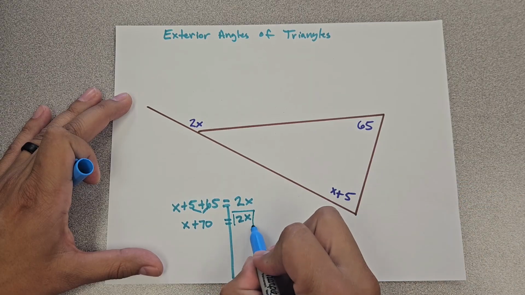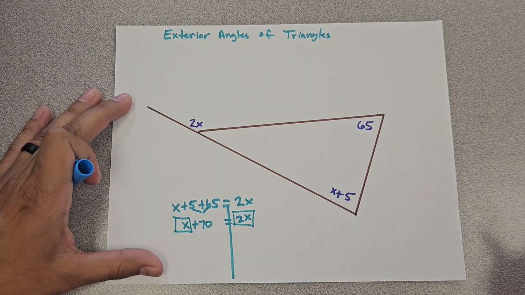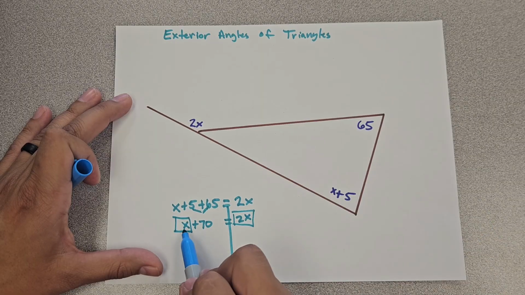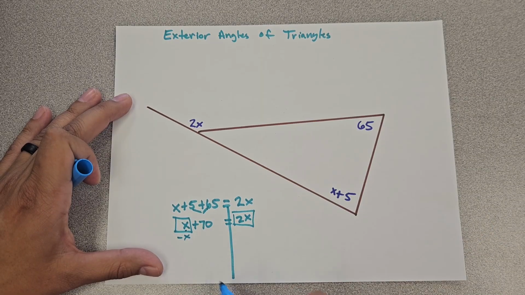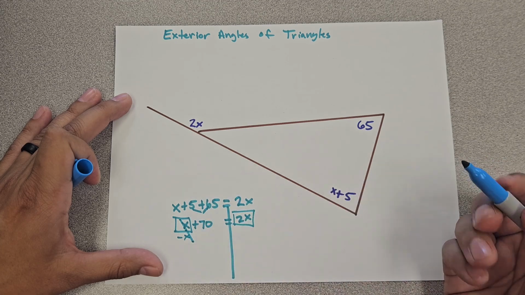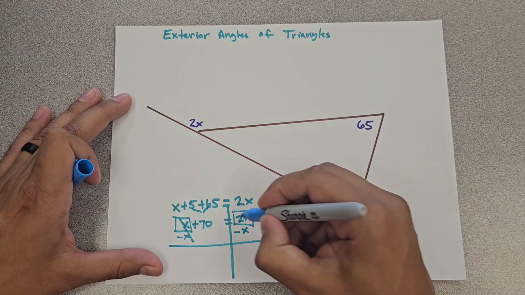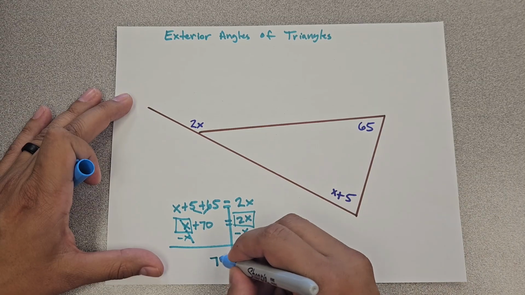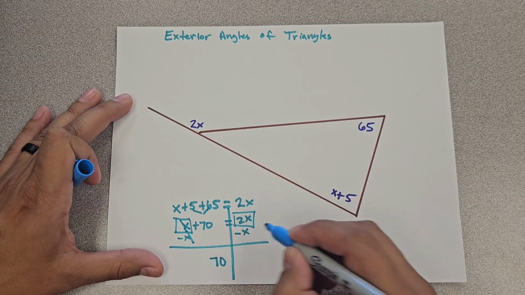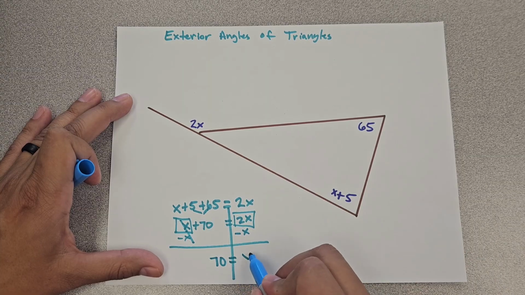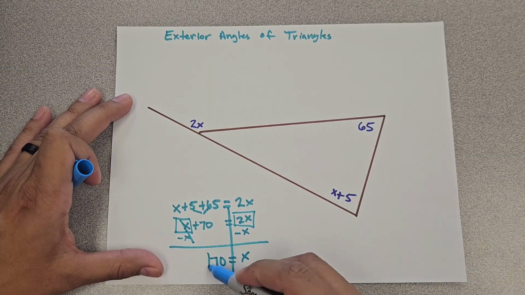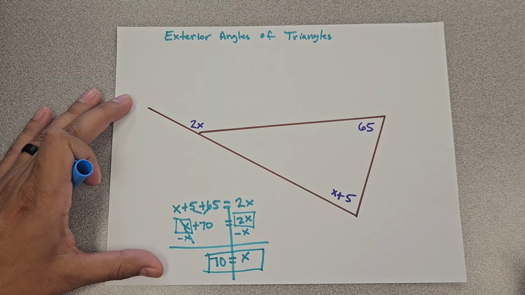Now if you look, we have x on this side, x on this side. I need to get rid of one of them. I'm definitely going to get rid of this one right here, so I'm going to minus x. That goes away. I'm going to do the same thing over here, because that's what I have to do in an equation. So what's left on this side is 70, and on this side, 2x minus x equals just 1x, or x, which is what we want. So we found out that x equals 70.